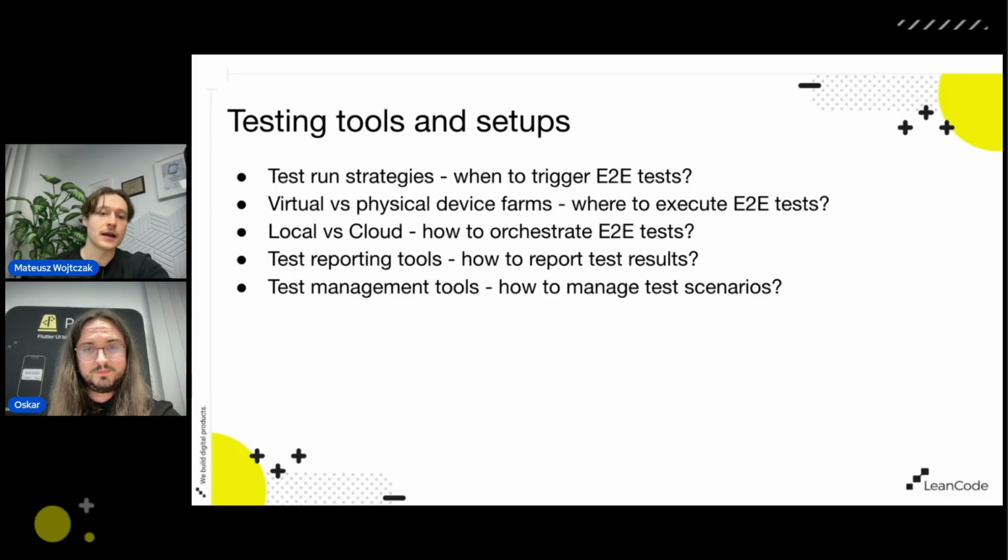So first, strategies about when to run end-to-end tests, then where to run them on virtual or physical device farms, how to orchestrate them. Do we want to orchestrate them locally and have more control, or delegate it to the cloud solution and just use a remote service? Finally, when we already successfully run all the tests, we would like to have a report from that test run. So we would like to cover some test reporting tools.